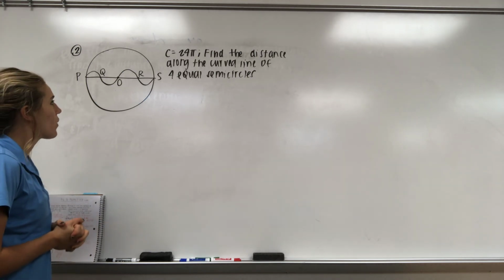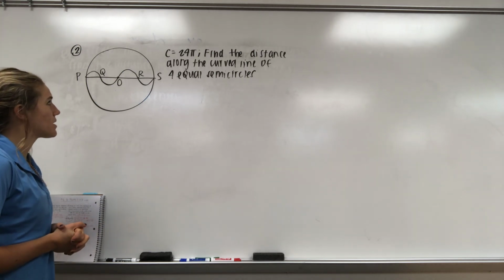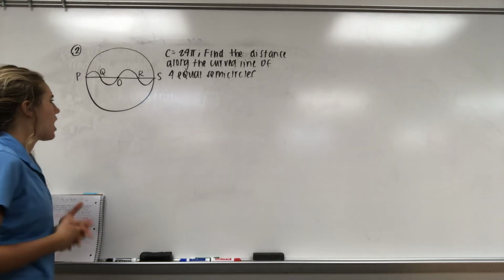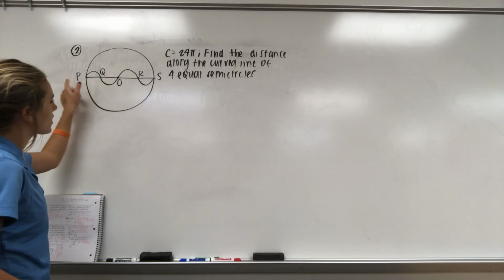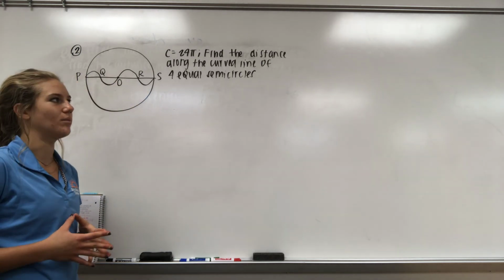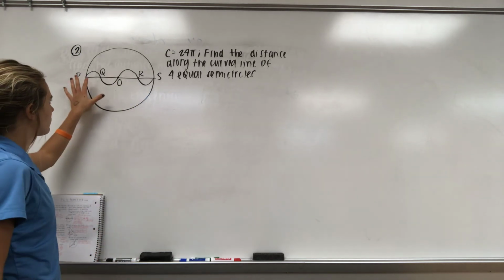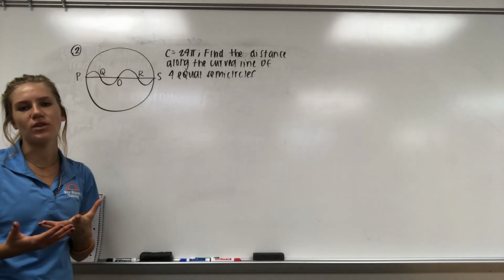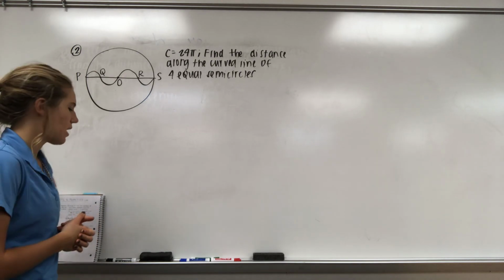Okay, so first things first, it tells me the circumference of this circle, but I want to find the diameter, right? Because this straight line across here is going to be my diameter. So even in just looking at the distance along the curved line, we can infer that the diameter is going to be pretty important to that.